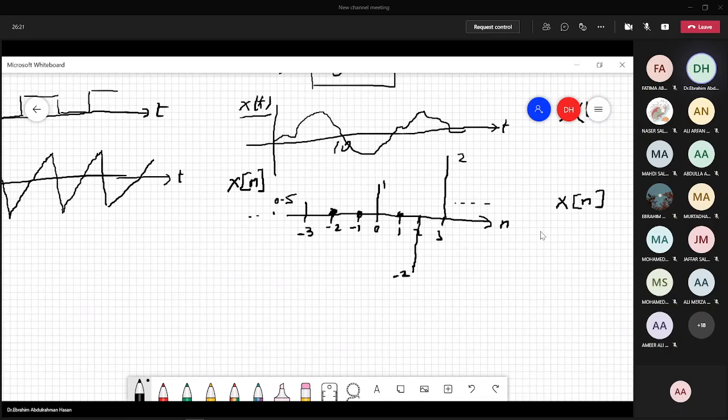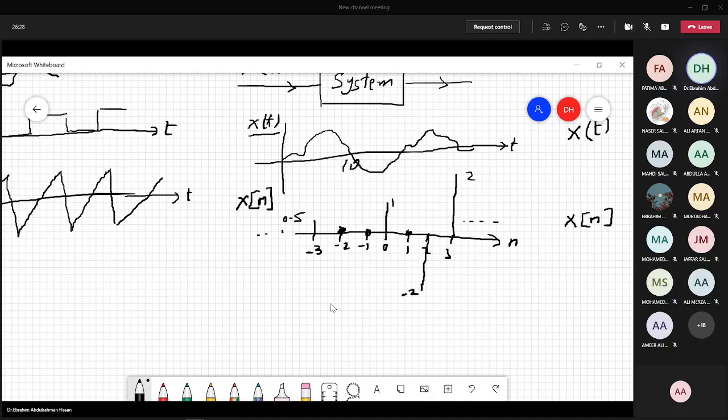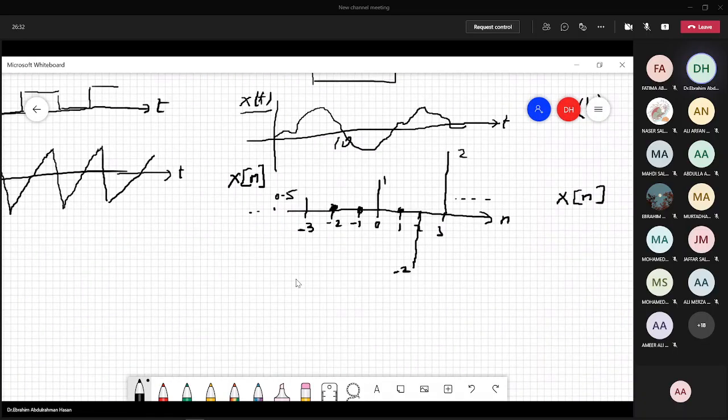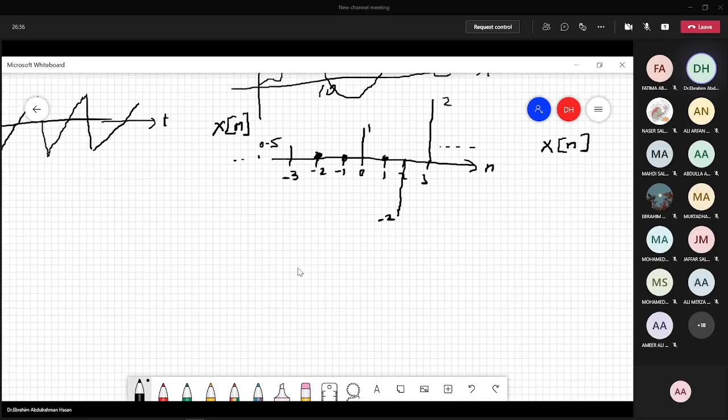From where actually? Discrete, it's coming from continuous. Discrete is not coming from nothing. And we actually work with discrete most of the time.